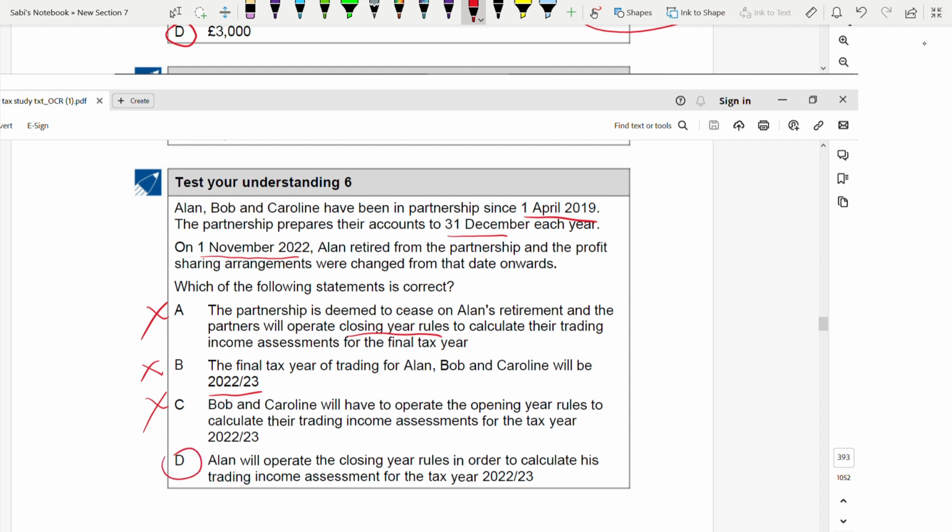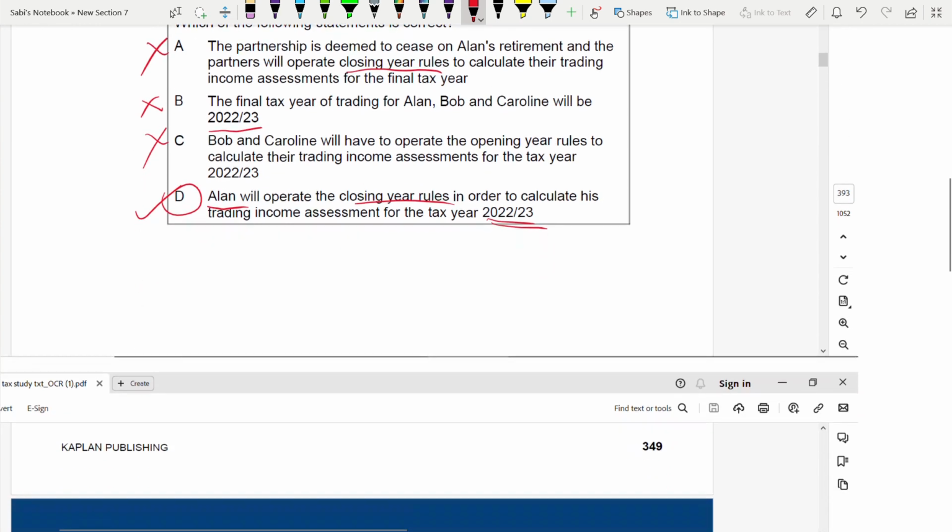Alan will operate the closing year rule in order to calculate his trading income for the tax year 2022-23. Yes, he's leaving, it's his closing year and the correct tax year. So D is the right answer. Okay. Even if Alan retires, remember, the partnership will continue because the remaining partners are there. Now, test understanding 7.